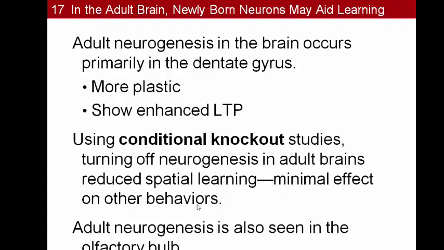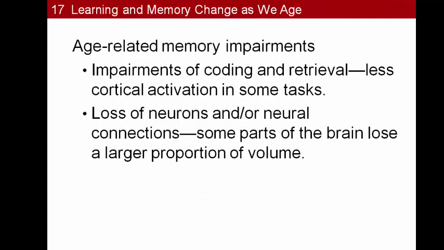Now, remember that the dentate gyrus is closely related to the hippocampus, and so probably memory tasks that involve the hippocampus would be especially harmed by this conditional knockout because we're preventing these new neurons from being produced in that area. It also talks about how you can have the olfactory bulb continuing to produce new neurons. Just like it sounds, olfactory bulb being important for smell, I think we would say that smell can certainly be strongly associated with memories. Maybe there's certain smells that automatically trigger certain memories in you.